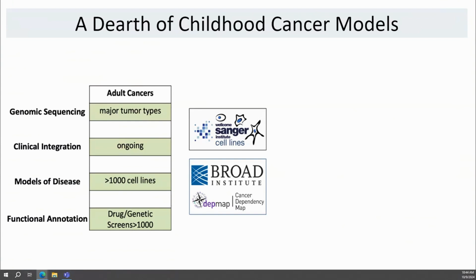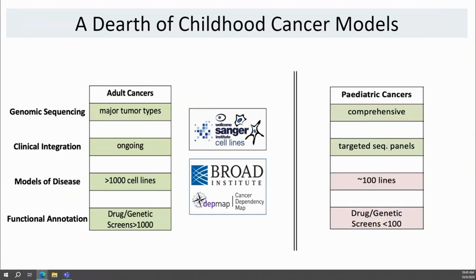So this type of approach is certainly not new. Many of you are familiar with efforts of the Broad Institute or the Sanger cell line projects, and they've applied this kind of approach really at high scale for adult cancers. For those of you familiar with DepMap, you'll know that there have been over 1,000 adult cancer cell lines that have been profiled using these kinds of technologies, and this has really provided some exciting new targets and biomarkers.